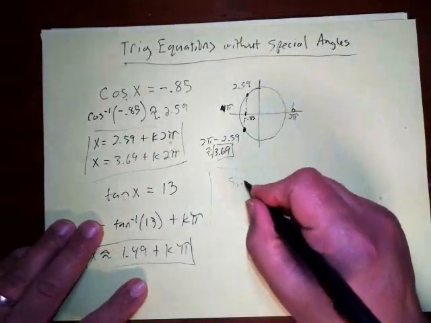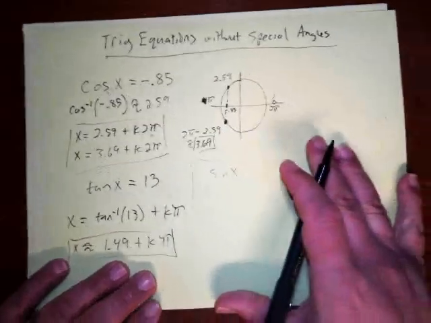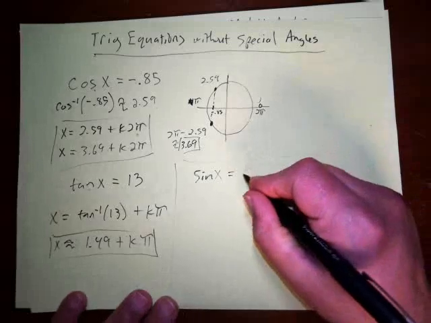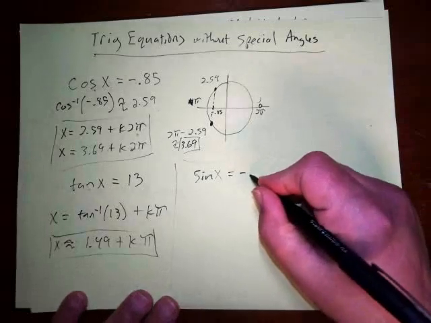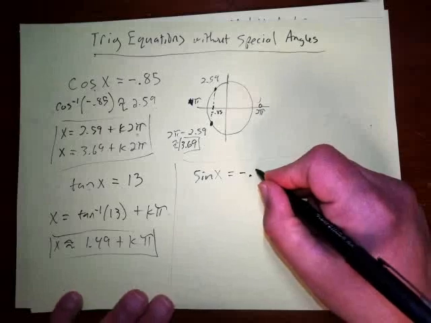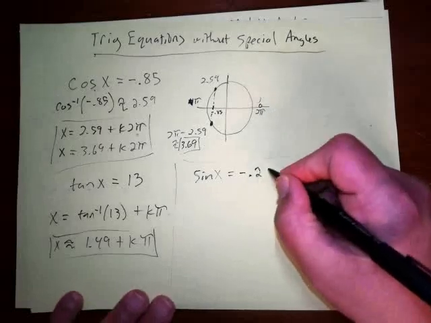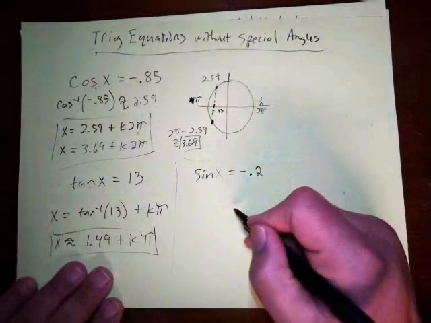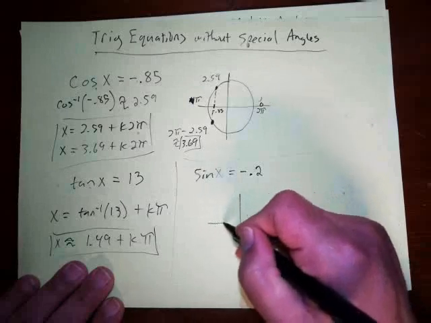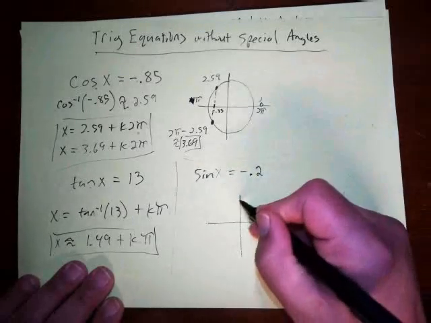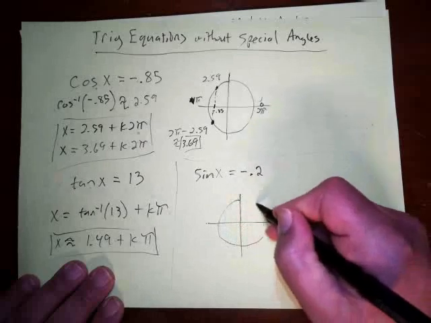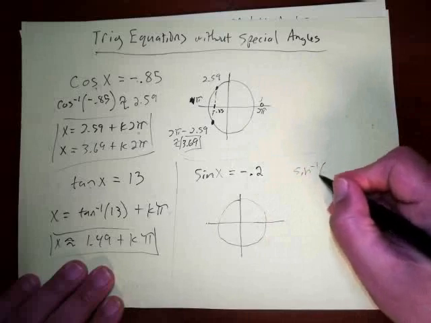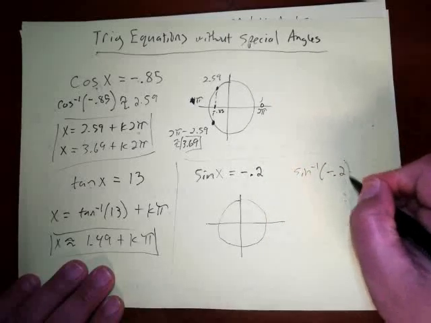So let's say I have sine x is equal to negative 0.2. Okay, well, the way that sine works when you do an inverse sine, this isn't a special point on the unit circle, so I've got to do sine inverse of negative 0.2.